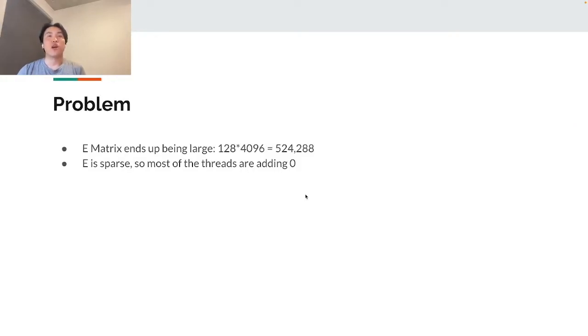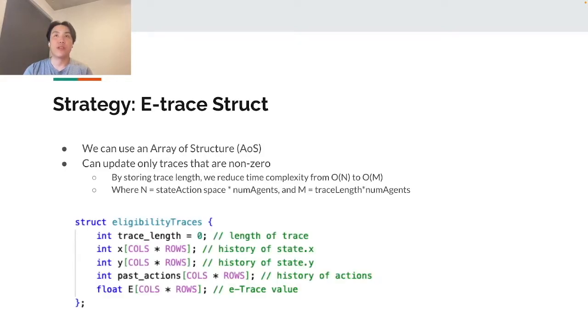So that was strategy 1, but there's a problem, and it's that the E matrix ends up being very large, and it gets up to 128 times 4096, which is about 500,000. Also, E is sparse, so most of the threads are adding 0, especially early on when we're doing exploration. A lot of the agents will be just hitting mines, so then E will be a very sparse matrix. So we're doing a lot of redundant addition.